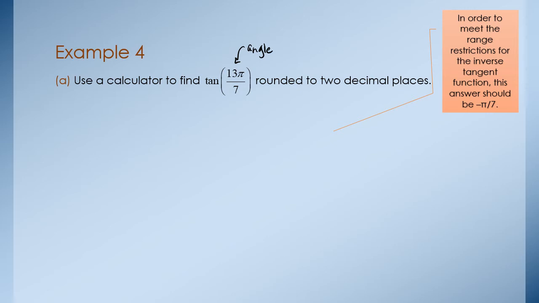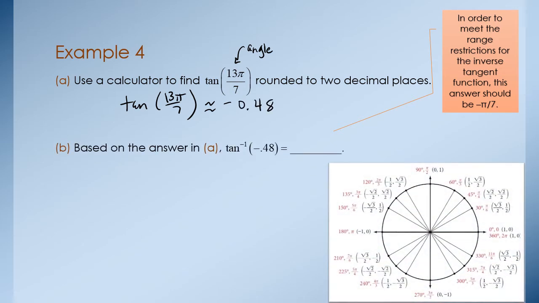So if I put into my calculator the tangent of 13 pi over 7, my output is going to be approximately, what my calculator says is negative 0.48. Make sure you get the same thing. So based off of this answer, if I reverse my inputs and my outputs, I should get an answer of 13 pi over 7. Confirm that with your calculator.